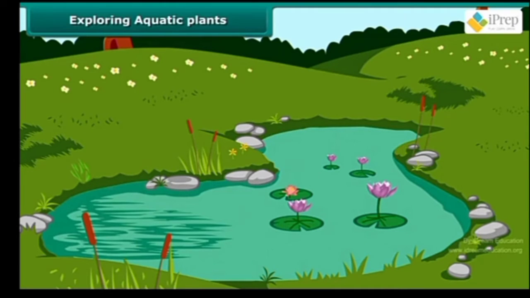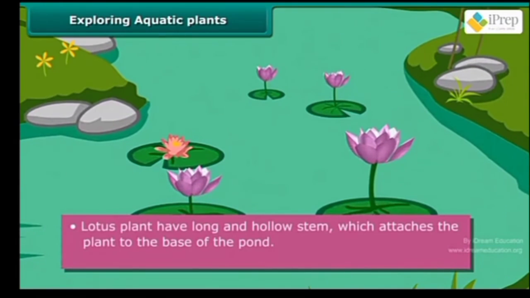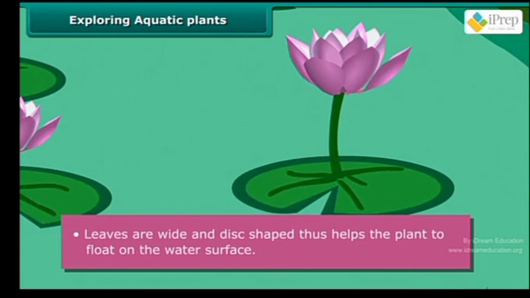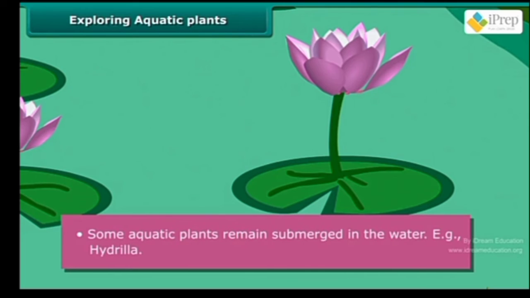Have you seen lotus floating in ponds and lakes? These plants show various adaptations to live in water. Lotus plants have a long and hollow stem which attaches the plant to the base of the pond. Roots are short. Leaves are wide and disc-shaped, which helps the plant to float on the water surface. Some aquatic plants remain submerged in the water, for example, hydrilla.